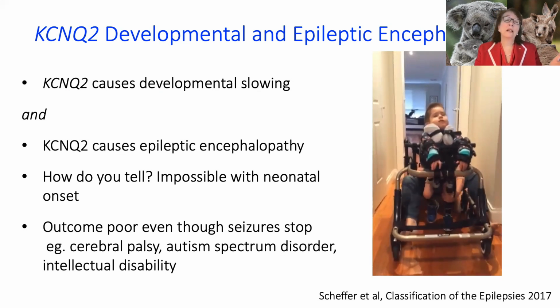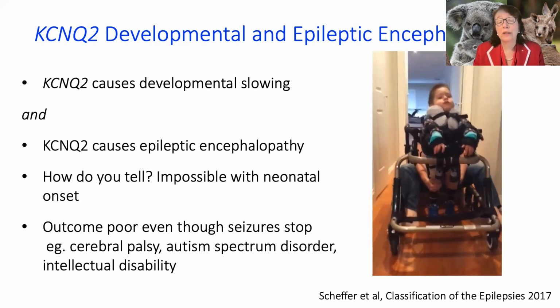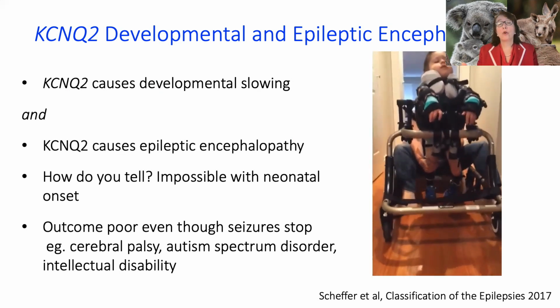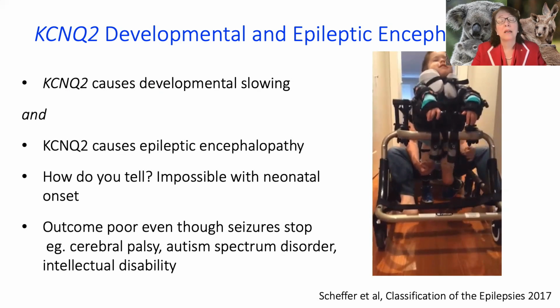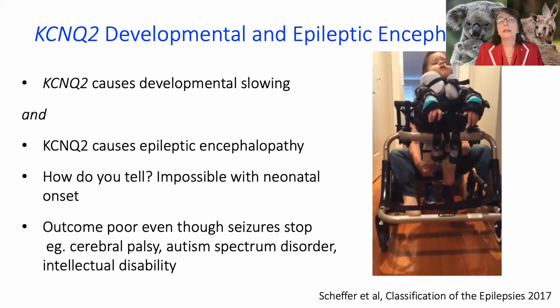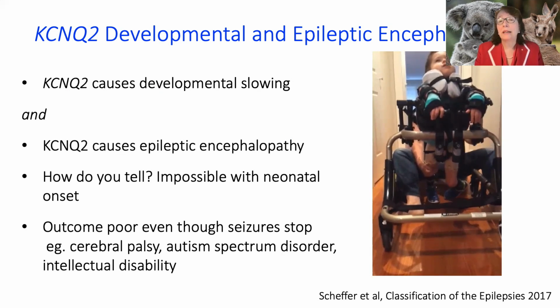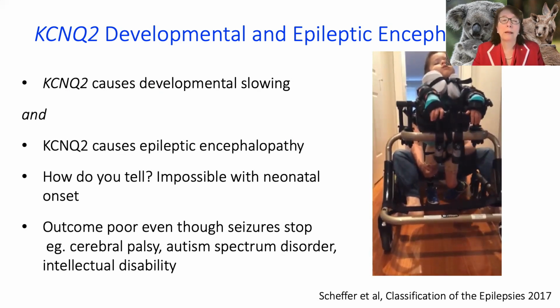So how do you tell if it causes developmental slowing? If it begins in the first week of life, you can say, how do you know that the child was slow to start with? That is impossible to tell really, but as it emerges that KCNQ2 causes just a developmental encephalopathy or intellectual disability, you have evidence that an abnormality of this gene causes developmental and epileptic encephalopathy.